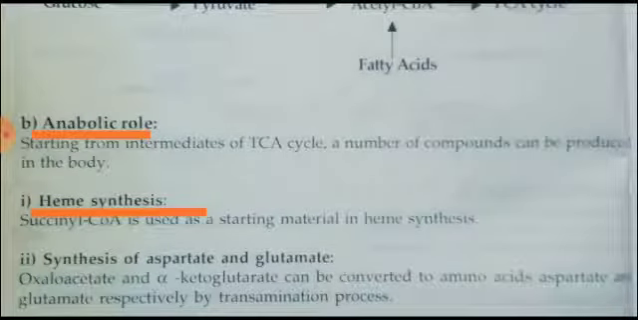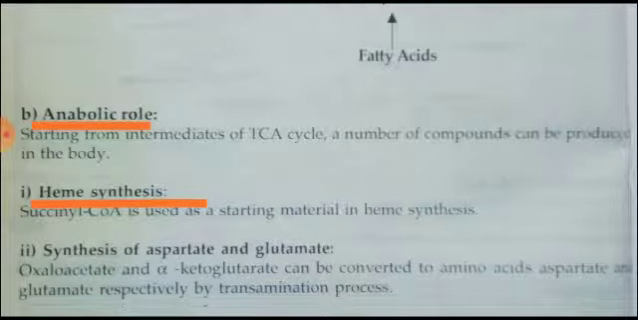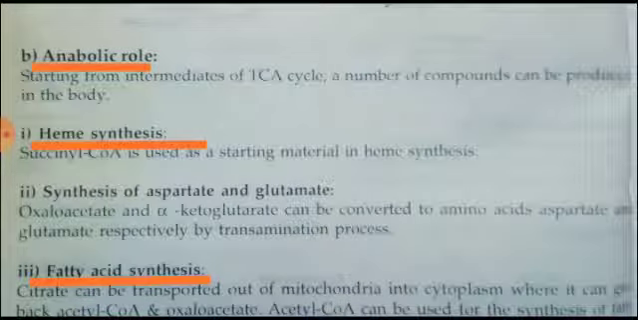Next is the anabolic role. Starting from the intermediates of the TCA cycle, a number of compounds can be produced in the body. So various types of intermediates of the Krebs cycle are used for the production of various other compounds. We'll discuss one by one which compounds are synthesized. One is heme synthesis. Succinyl CoA, which is produced during the TCA cycle, is used for hemoglobin synthesis. Second is synthesis of aspartate and glutamate. Certain amino acids are also synthesized.